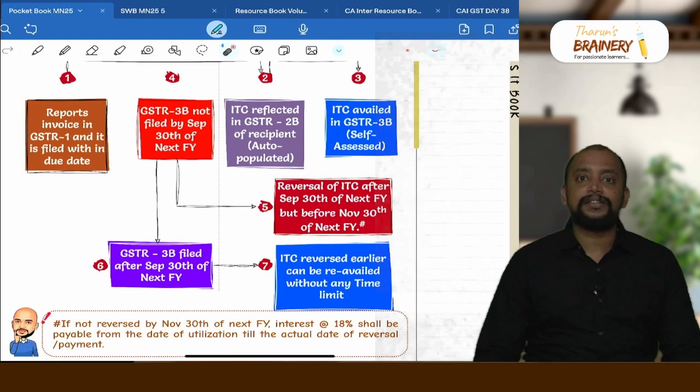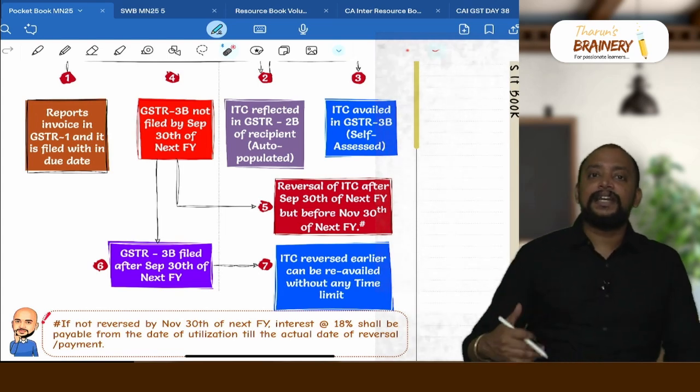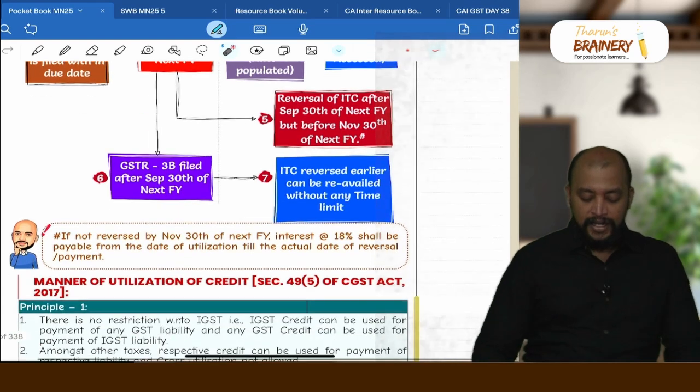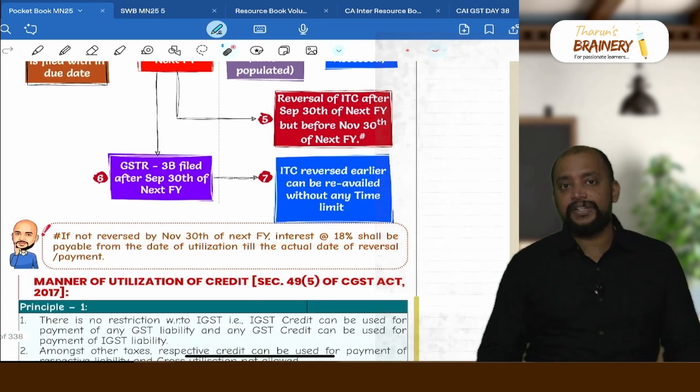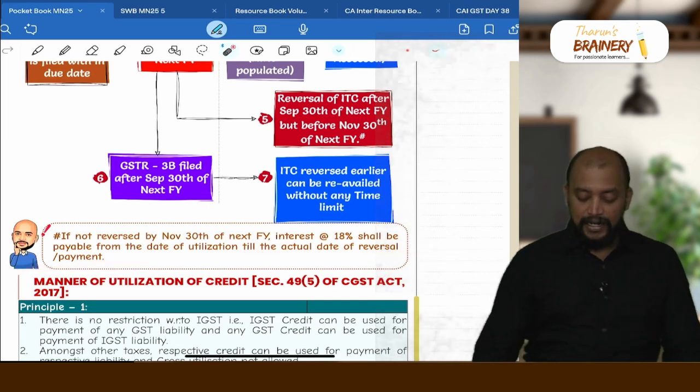Suppose the recipient has not reversed the ITC by 30th November of the next financial year, then interest needs to be paid. If not reversed by 30th November of the next financial year, interest at the rate of 18% shall be payable from the date of utilization till the actual date of reversal or payment.